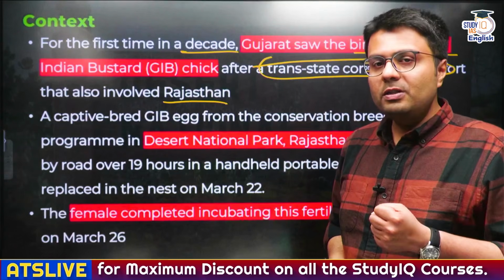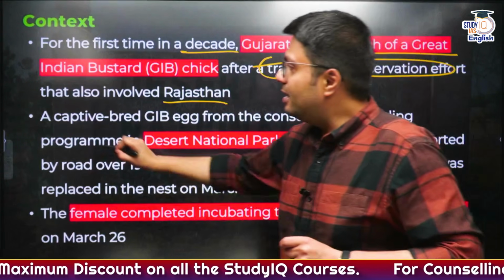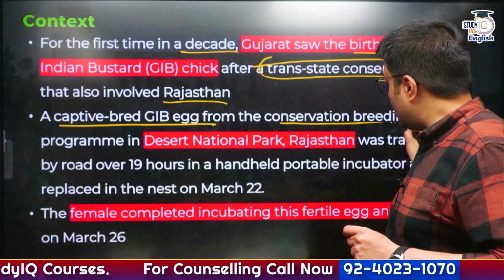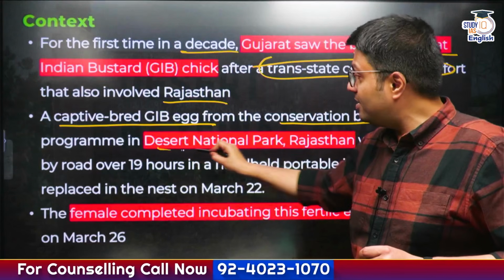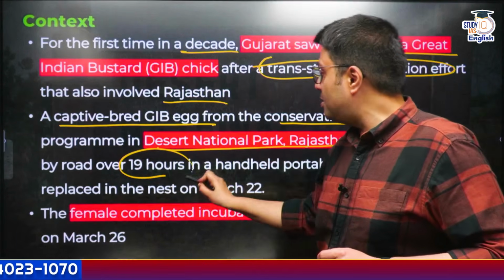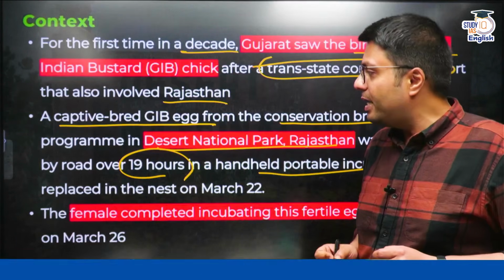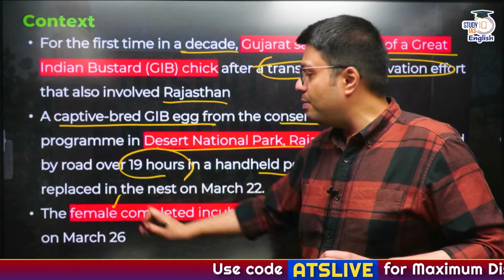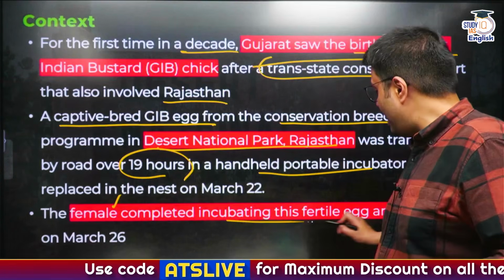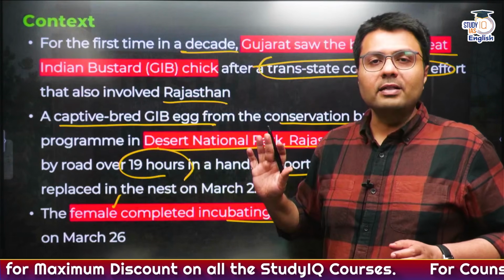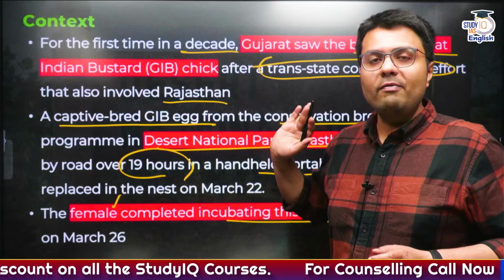So what did the researchers do? They did something very interesting. They took a captive bred GIB egg from a conservation breeding nest located in Desert National Park of Rajasthan. They transported it over 19 hours in a handheld portable incubator and then placed it near a nest of a female GIB bird. This bird incubated the egg, which eventually led to the hatching of a new chick on March 26. So that is why this particular event is in news.